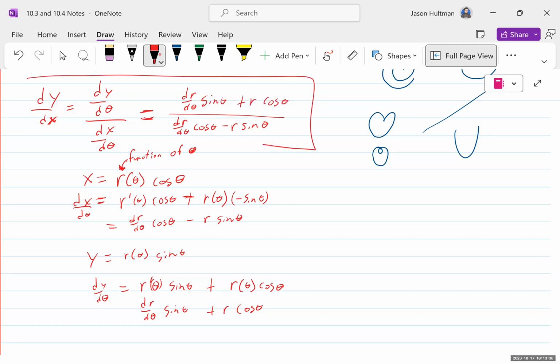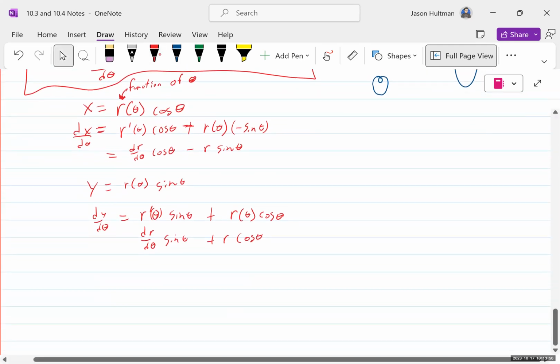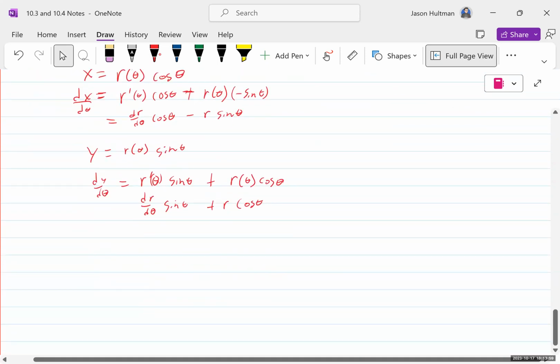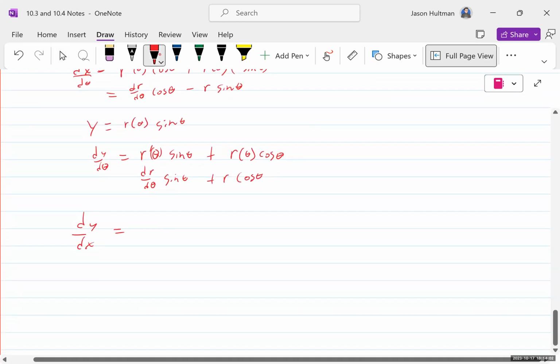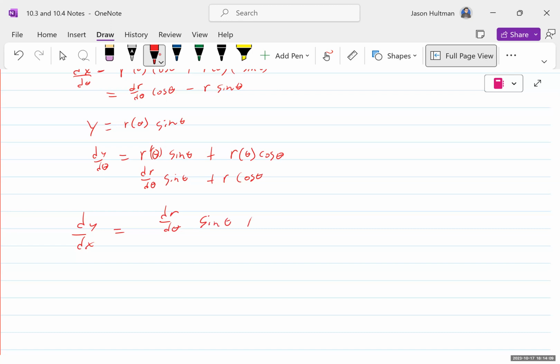And so we can use this handy dandy formula to help us translate derivatives in terms of polar functions. So let's look at dy dx. It is equal to dr d theta sine theta plus r cosine theta, all over dr d theta cosine theta minus r sine theta.